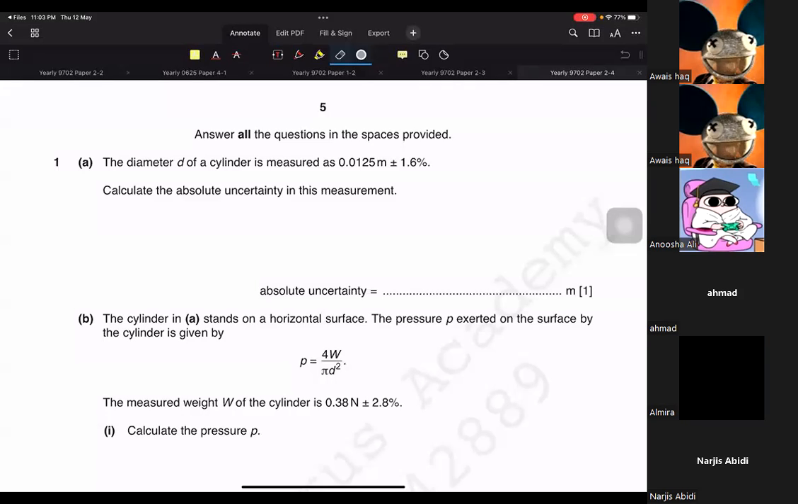All right, so the diameter of the cylinder is measured as this, and we calculate the absolute uncertainty. Okay, we could do that. So you just want to take 1.6% of 0.0125.